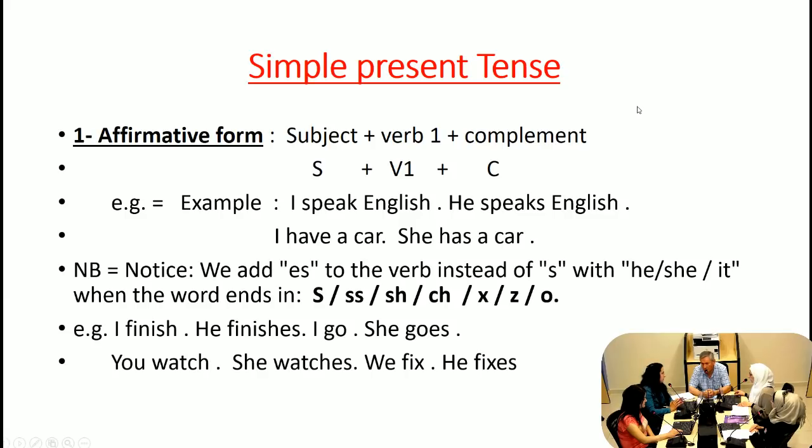So to start with the subject, after that the verb in the base form, adding S or not based on the subject. If he, she, it, we add S. They, we, you, I, we don't add S. And the complement of the sentence. Example, I speak English. He speaks English. I have a car, she has a car.